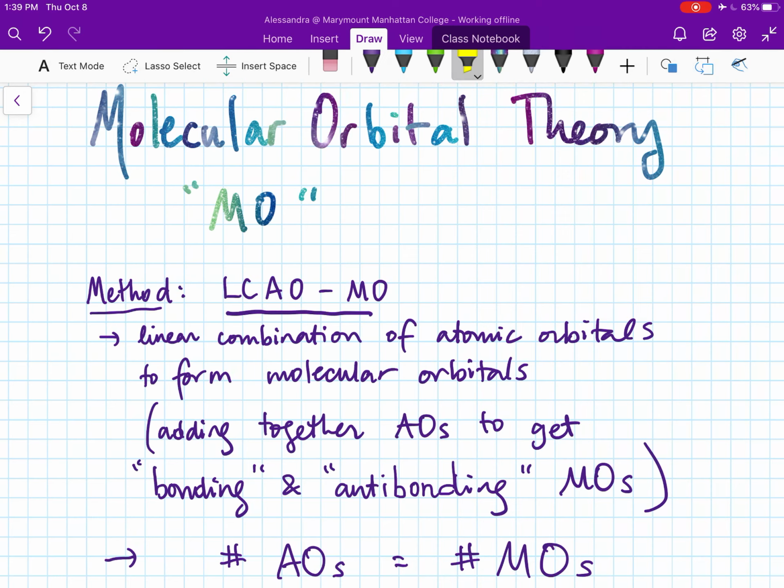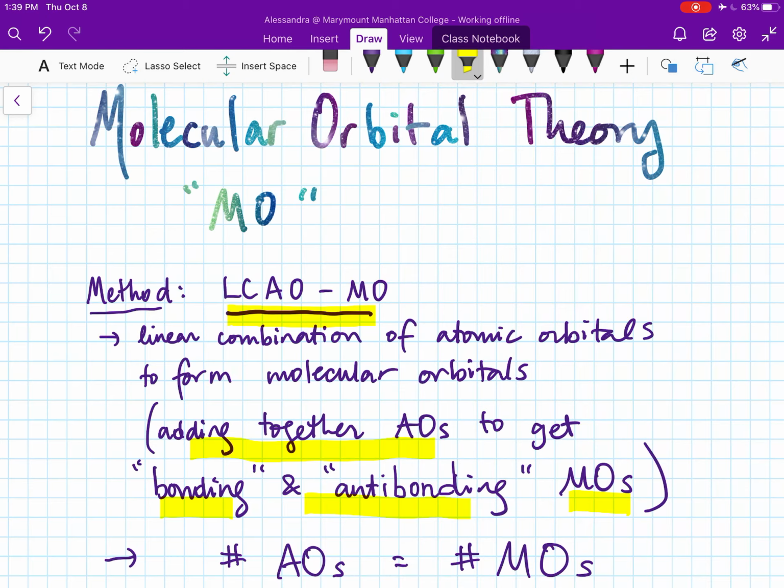And that's done through linear combination. So this acronym stands for linear combination of atomic orbitals to form molecular orbitals. Basically, that's just a fancy way of saying that you're adding together the atomic orbitals. And when you add together atomic orbitals through linear combination, you have to add them together, but you also have to subtract one from the other. And doing both of those things gives you both a bonding and an anti-bonding molecular orbital.